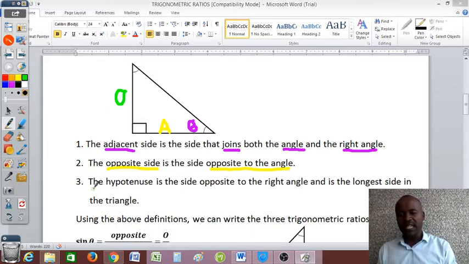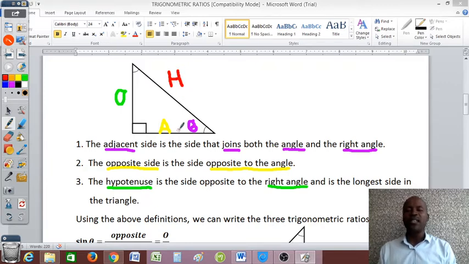The third point is the hypotenuse. We defined hypotenuse in our previous video. Hypotenuse means the longest side, or the side which is opposite to the right angle. Which side is opposite to the right angle? This side, the longest side. So this side is said to be the hypotenuse of the right angled triangle. Name this as H, which stands for the hypotenuse.